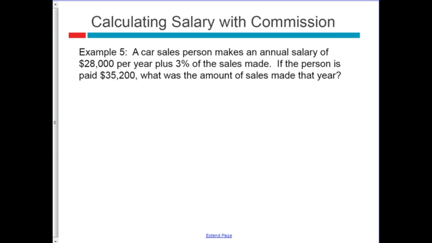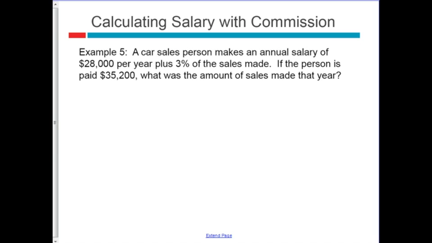Okay, so here's what I was talking about. A car salesperson makes an annual salary of $28,000 per year plus 3% of the sales made. If the person was paid $35,200, what was the amount of sales made that year?